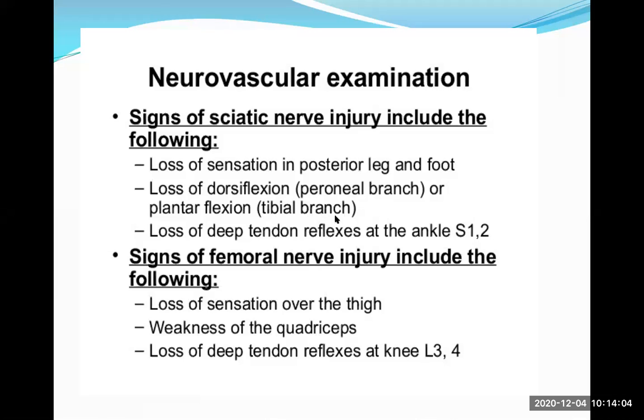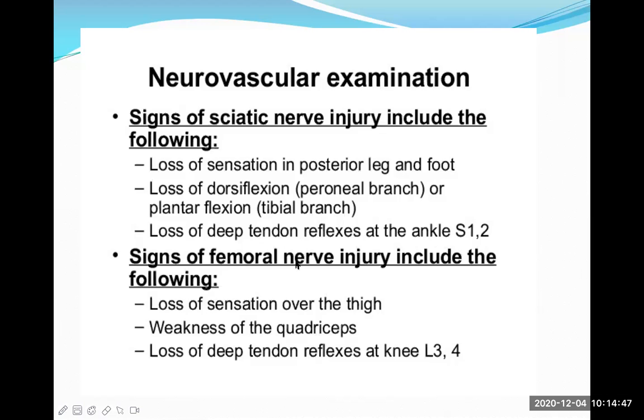If you just remember this much, you can diagnose if a sciatic nerve is injured or not. Dorsiflexion is the function of common peroneal nerve because it supplies the anterior compartment of the leg and lateral compartment of the leg with its two branches, superficial peroneal nerve and deep peroneal nerve, whereas the whole posterior compartment is supplied by tibial nerve. That's why if there is no dorsiflexion, that means the common peroneal nerve is damaged. Okay, remember this. There is loss of deep tendon reflexes at the ankle because S1 and S2 are responsible for that. Okay, this is the root value of the ankle jerk. So ankle jerk may be absent.